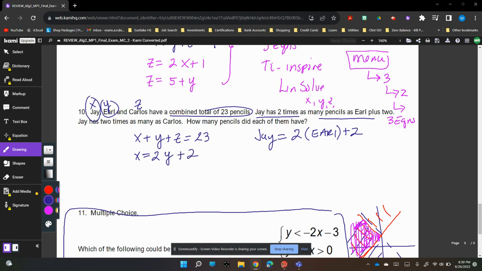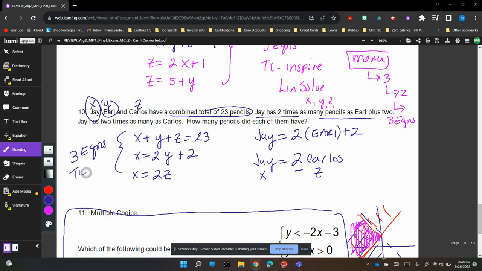That's our second equation. Then our third equation is also in terms of J. It says he has 2 times as many as Carlos. And what else? That's it. Nobody else. So instead of J, we're going to write x, and instead of Carlos, we're going to write z. So we've got x equals 2z. Okay, and these are the 3 equations that we're going to put in the TI Inspire calculator and solve them like we just did the other ones.